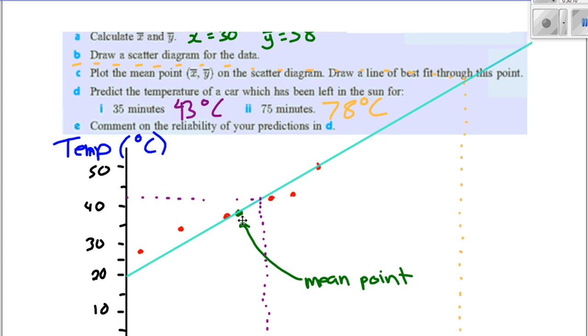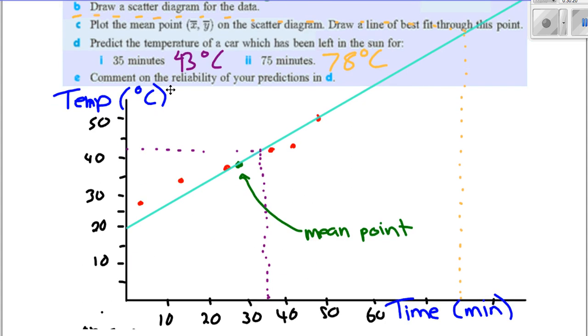Then you're asked to just use your graph to predict the temperature of a car which has been left in the sun for 35 minutes and 75 minutes. So see in purple, I've shown you in purple how I did that. Kind of use your ruler and kind of go up 35 dot dot dot, because the dot dots are kind of your working out marks, and go across dot dot dot. You might have gotten slightly lower, you might have gotten something like 41 or 42, that's okay. You put whatever yours was and put the units.